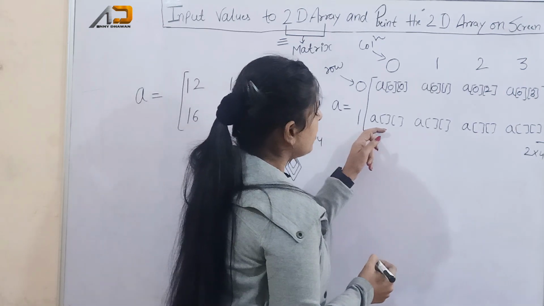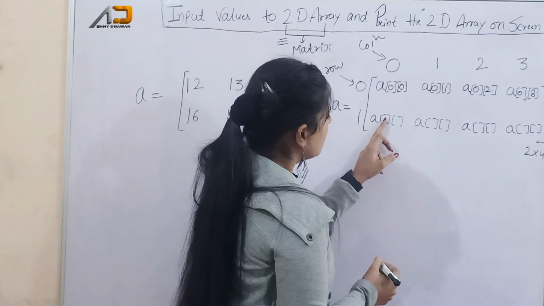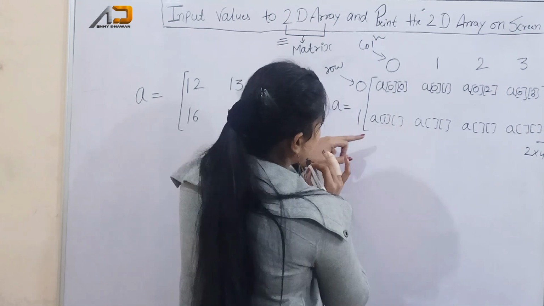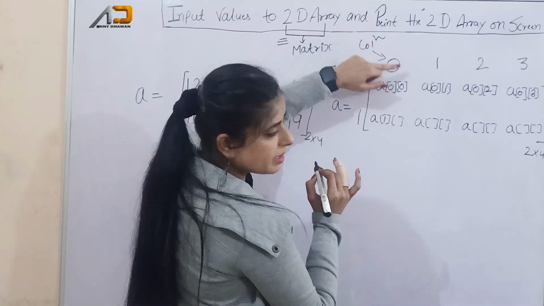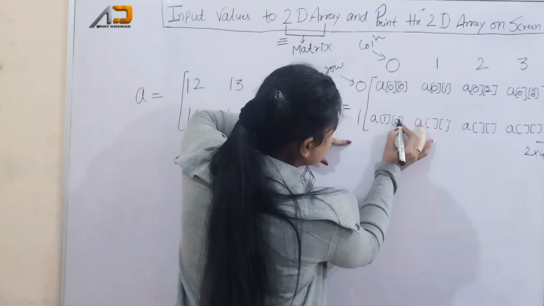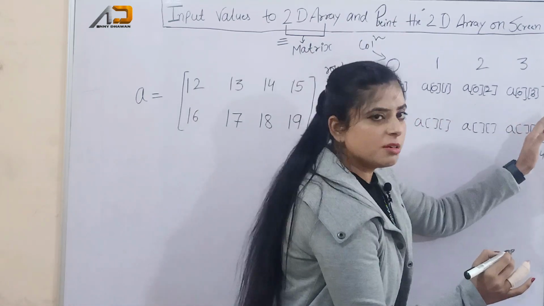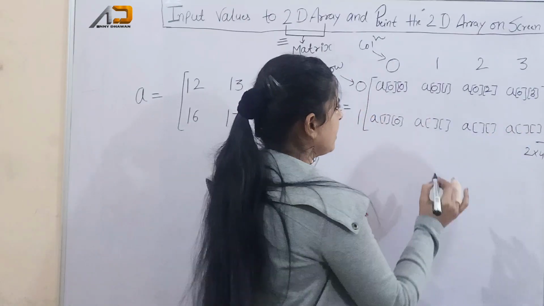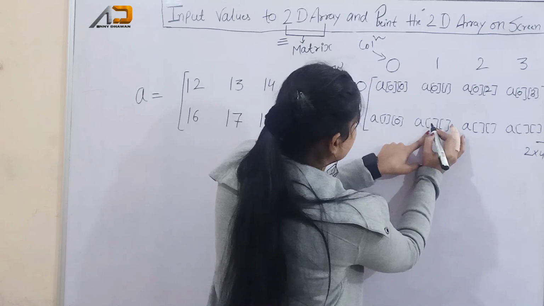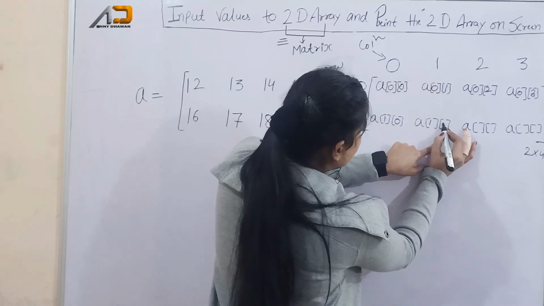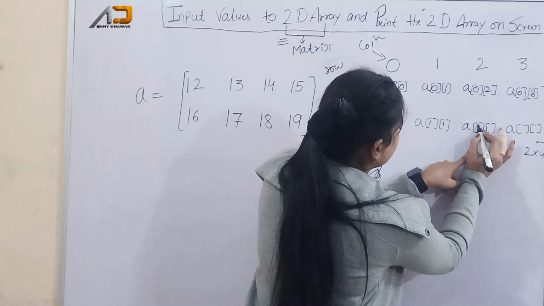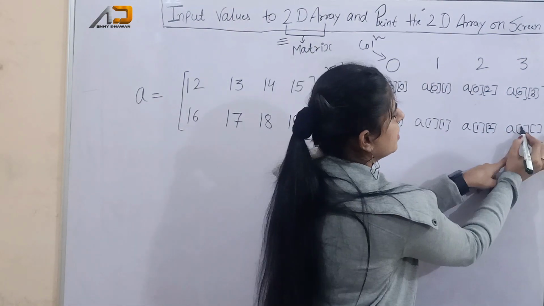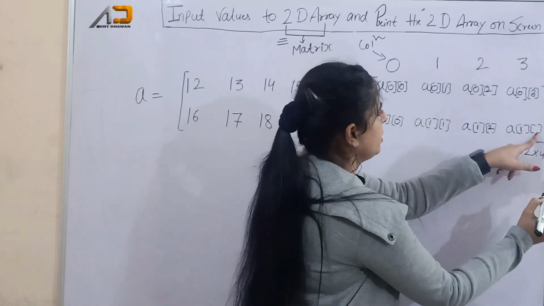And what will be the positions here? First subscript points to the row index, that is 1. And second subscript points to the column index, that is 0. And in the same way, I am going to write the positions of the successive elements in the matrix. That is 1 and 1, 1 and 2, 1 and 3.